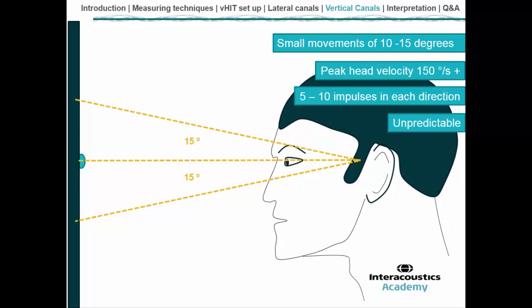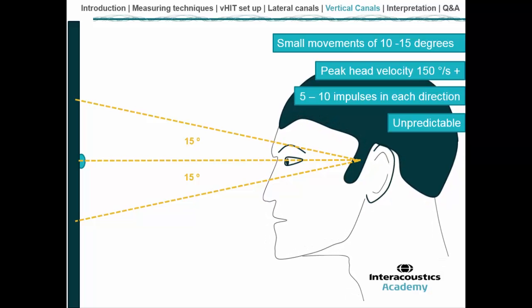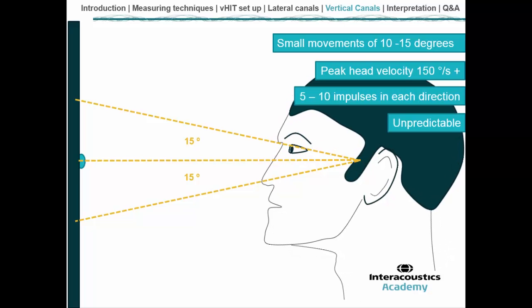We're going to make it unpredictable. We're going to thrust up this time. Again, we've done 15 degrees, the patient's still looking at the target, and we've done it in a very fast fashion. We're going to bring the head back to the center, keep it unpredictable, keep it fast, keep it small. We move upwards, 15 degrees, patient's still looking at the target, and we can complete 5 to 10 impulses in each direction to finish the vertical canals.